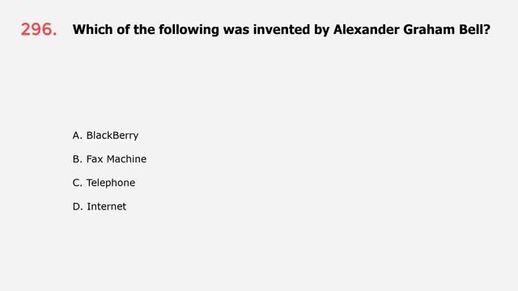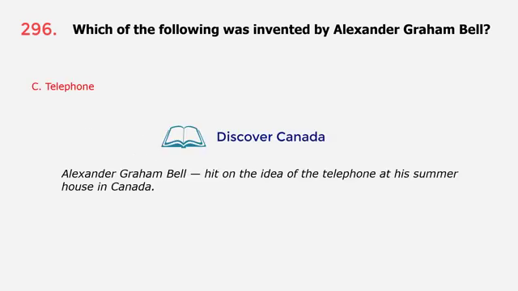Question 296. Which of the following was invented by Alexander Graham Bell? A. Blackberry. B. Fax machine. C. Telephone. D. Internet. The answer is C. Telephone.